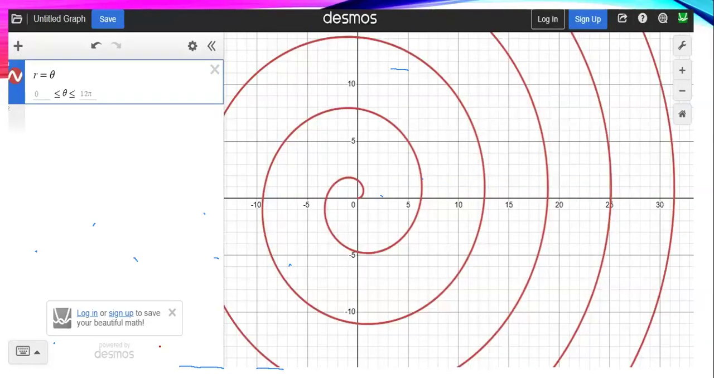Again, we use Desmos to prove the different equations. r is equal to θ, which gives you the Archimedean spiral. Next.